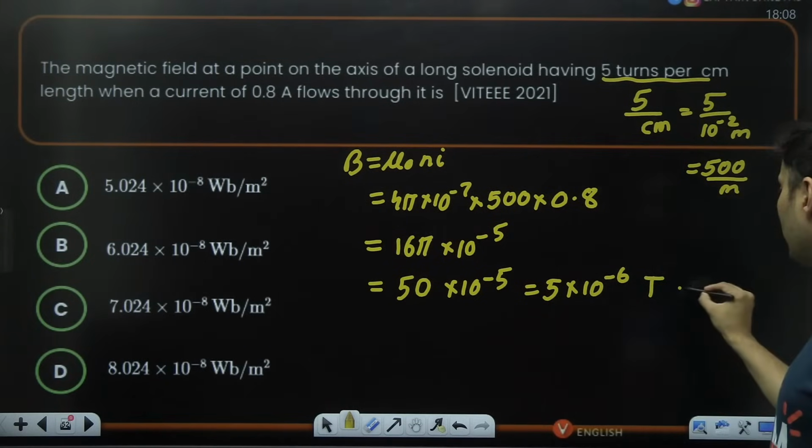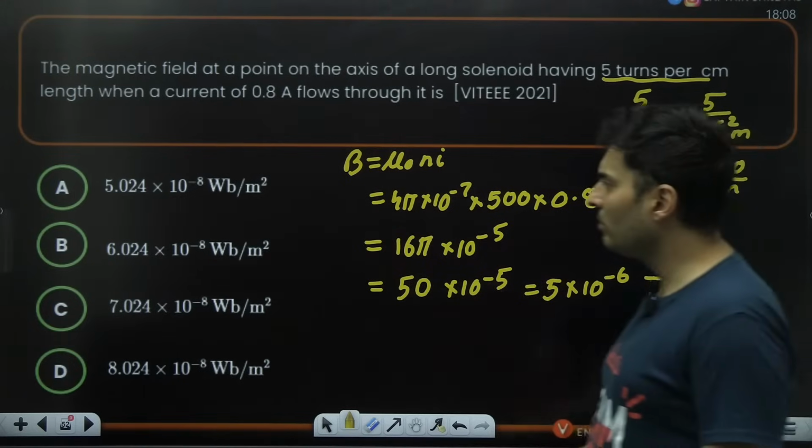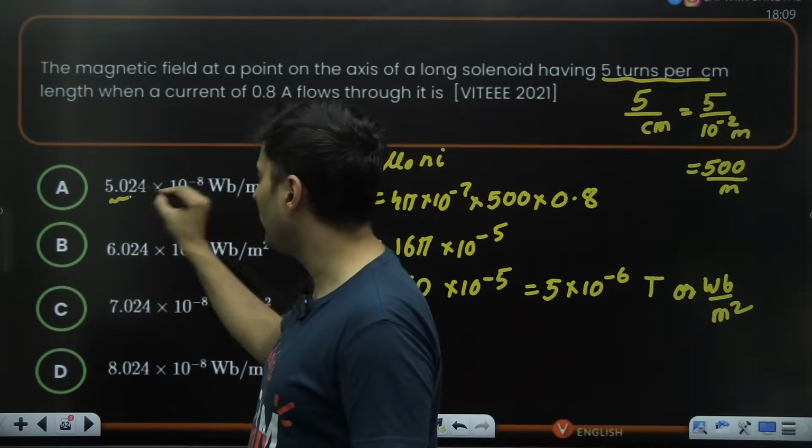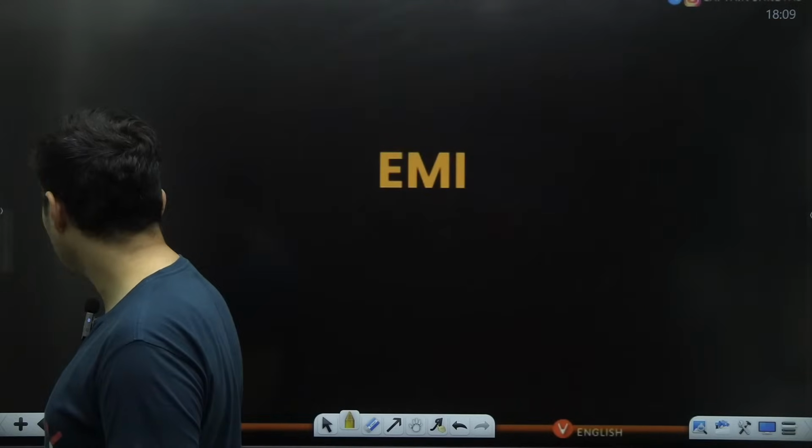Tesla or Weber per meter square is one and the same unit. So approximately it will be 50. So 50 is close enough to 5. So option A, guys. Moving on to the next question.